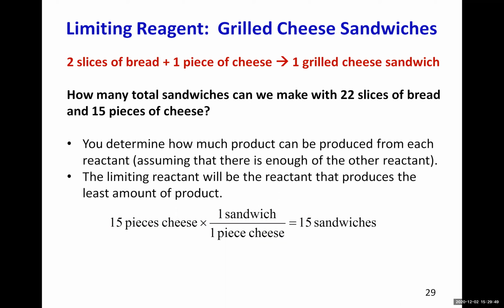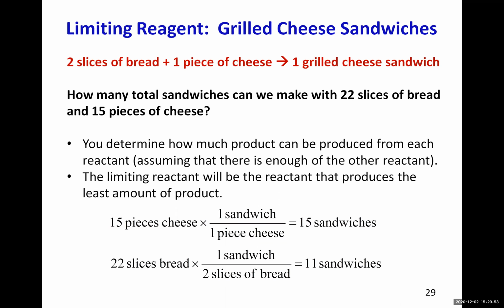Now let's calculate the amount of sandwiches you can make from the 22 slices of bread. So 22 slices of bread is the given here, multiplied by the conversion factor that comes from the recipe. The recipe says you can make 1 sandwich from 2 slices of bread, so 1 sandwich over 2 slices of bread, because we want to cancel the units of slices of bread. That means it's 22 divided by 2, and you can make 11 sandwiches from those 22 slices of bread.